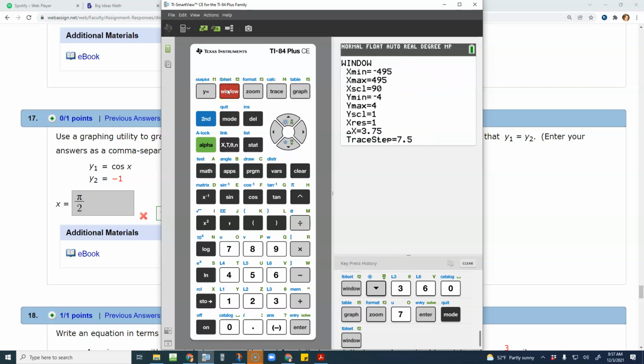You need bigger numbers? I got you. Zoom trig. Zoom 7. Zoom 6 is great if there's no trig. Zoom 7 is great if there is.